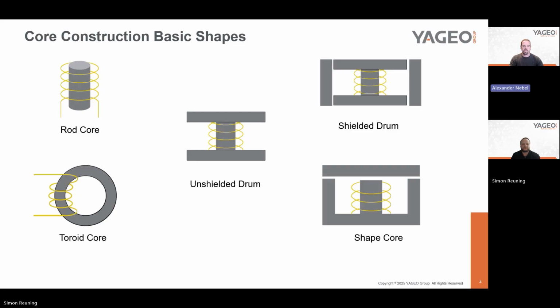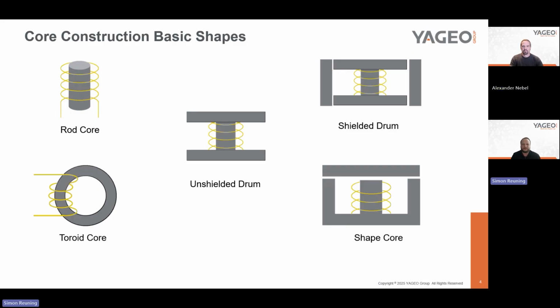You can then also use the unshielded drum core, which is seen in the center. And on the top right is the fully shielded drum core. The shielded version is always better because the magnetic field does not have an impact on surrounding items. So depending on whether there are some items next to the inductor, the shielded version is always better than an unshielded version or the rod core.